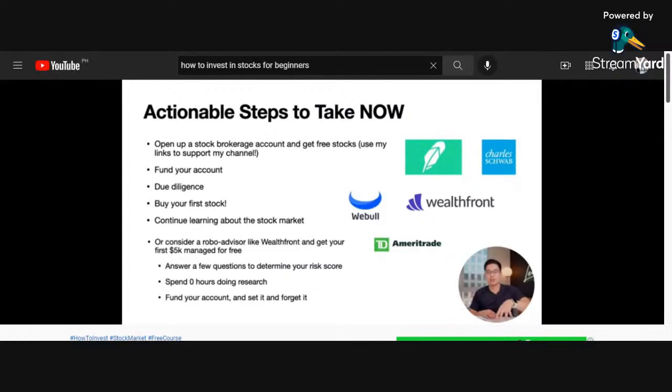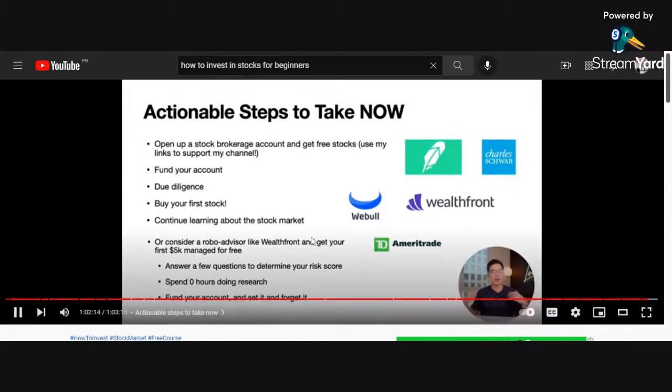And then what you want to do after that is fund your account, put some money into it. It doesn't matter how much it is. You just want to get the ball rolling. You want to do your due diligence before investing in anything. And then you want to buy your first stock. You can buy an ETF, you can buy an individual company, or you can just use a Robo Advisor like Wealthfront. And then the education doesn't end there. You want to continually learn about the stock market. You want to stay up to date on news and current events, and that's all going to help you out with your investing.